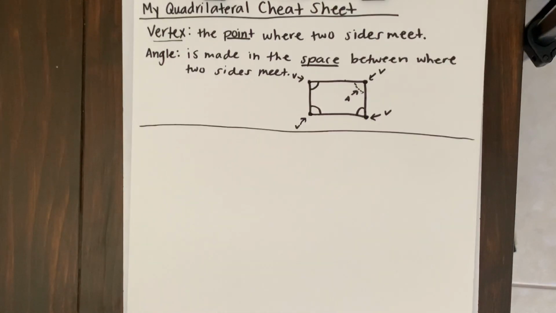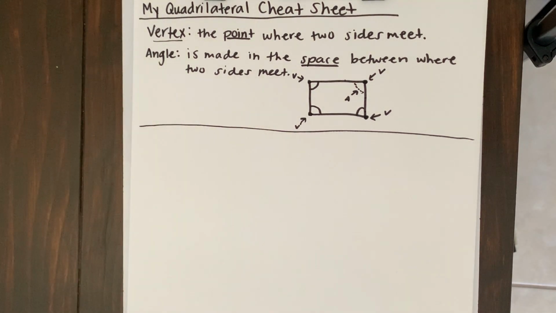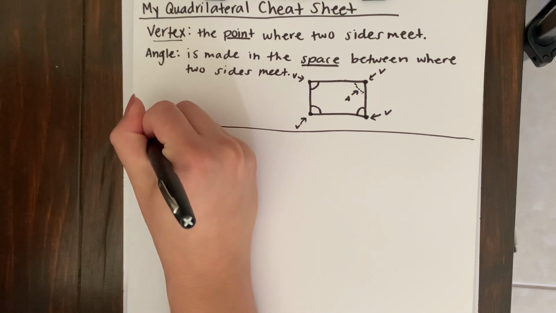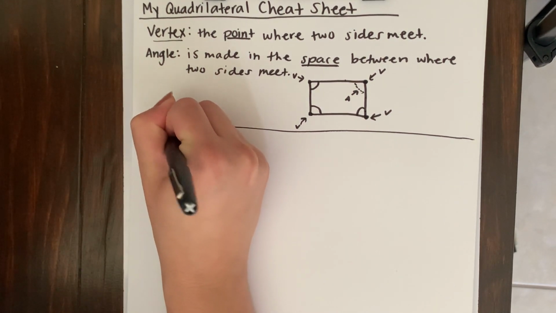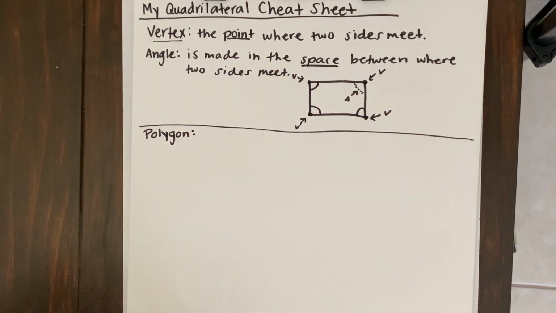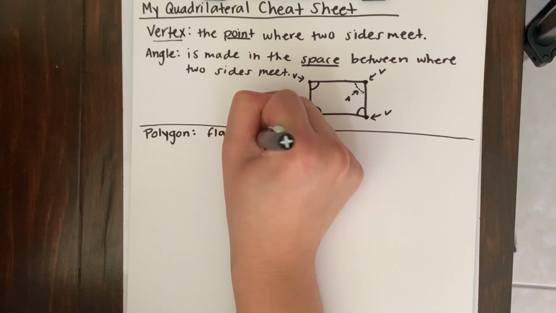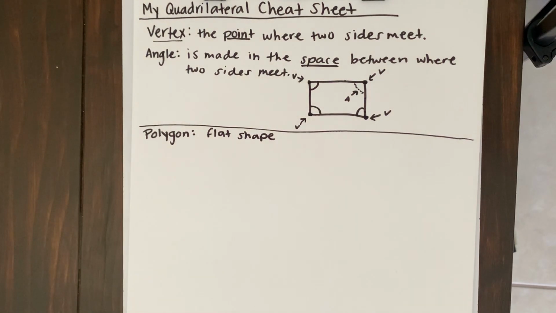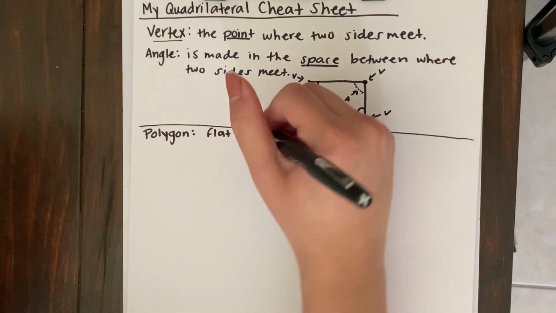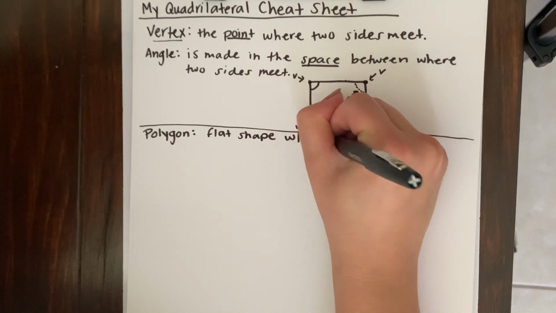So now we're going to get into the different names of these different shapes. Okay, and all of the shapes that we're going to be talking about in this unit in 3rd grade are polygons. So I'm going to define what a polygon is real quick. And we've already talked about this together. But a polygon is a flat shape. So no 3D shapes, they all have to be flat. And it has straight sides. So flat shape with straight sides.